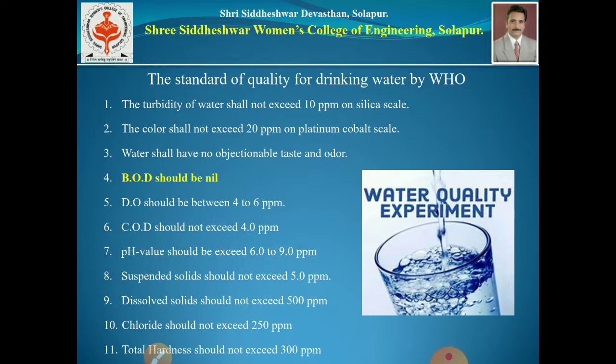Some of the minerals are responsible for hardness, like calcium bicarbonate, magnesium bicarbonate, calcium chloride, magnesium chloride, sulfates. These chemicals, these minerals, are responsible for producing hardness of water. Actually these minerals should be present, but if they exceed a certain limit, the hardness of water increases, and that limit is 300 ppm. And if hardness increases, there are certain health issues.